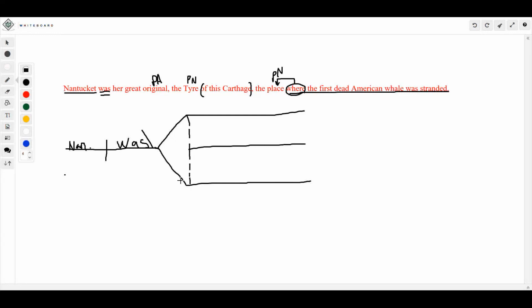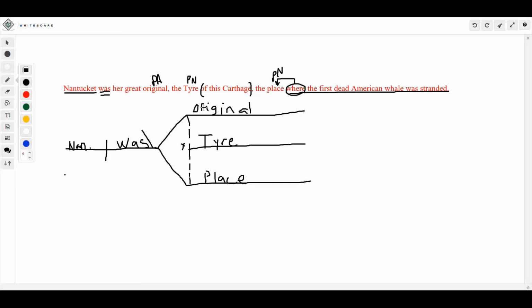Okay, so they didn't use any conjunctions like and, but, or. So we don't have a conjunction here. We don't have to put one here, so you can just leave it blank if you want to. You just know that they've connected these with commas. So that's all we need to know. All right, so original goes here. We'll go ahead and put these on here. And then tire goes here. And then place goes here.